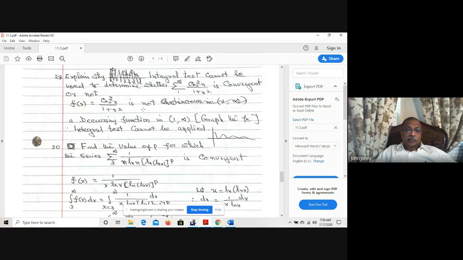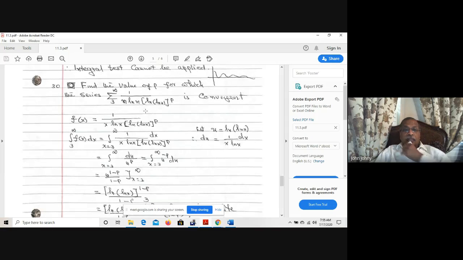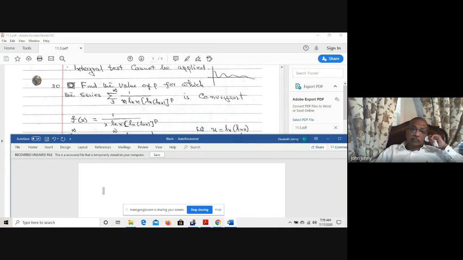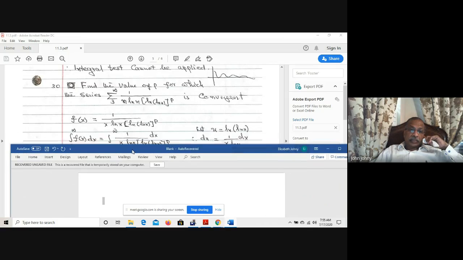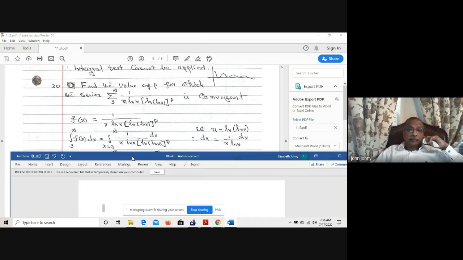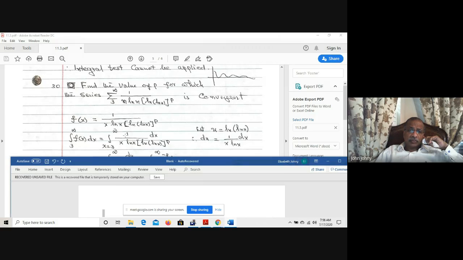Then find the value of p for which the series is convergent. That also is not a very easy question. So f(x) is 1 over x times natural log of x, times natural log of x all to the power of p. And integral 3 to infinity, here the limit is from 3 to infinity. Integral of f(x) dx, x varies from 3 to infinity, 1 over x natural log of x times natural log of x to the p.